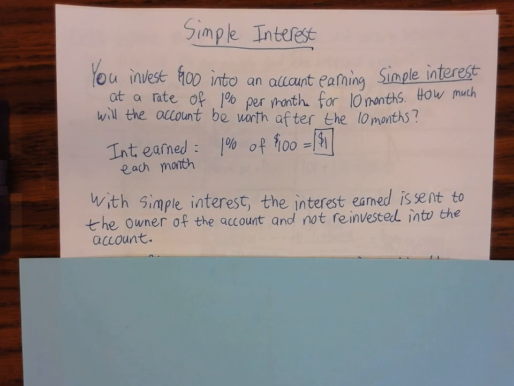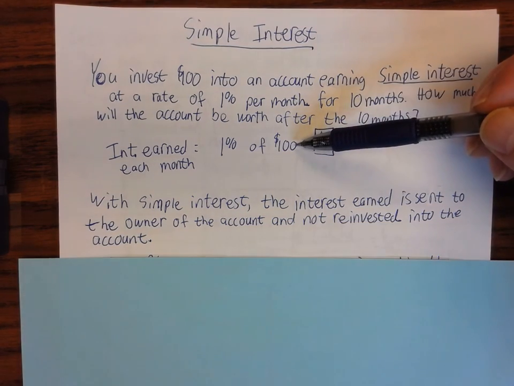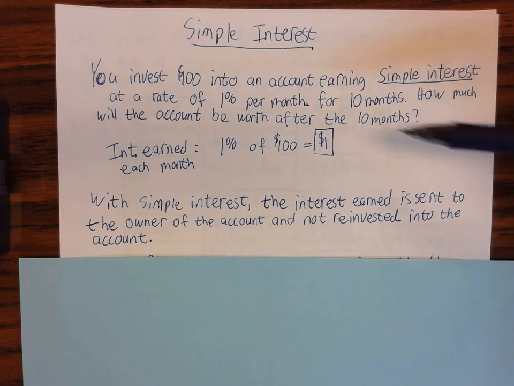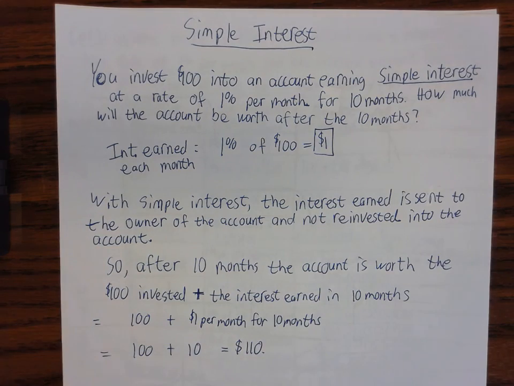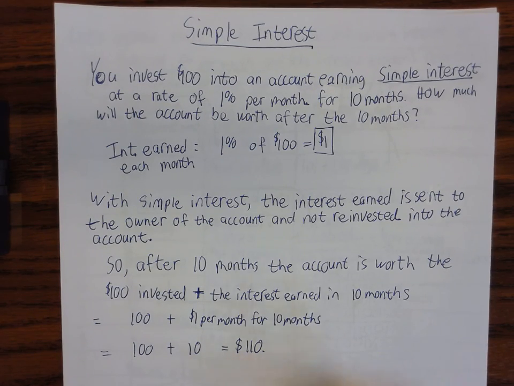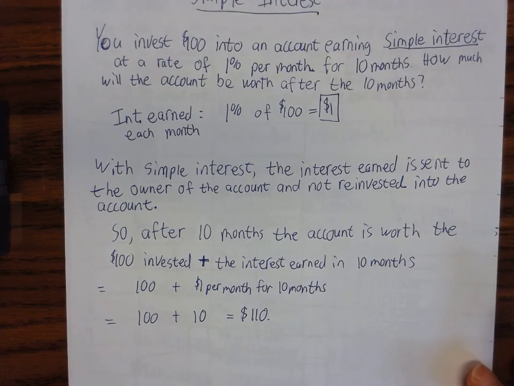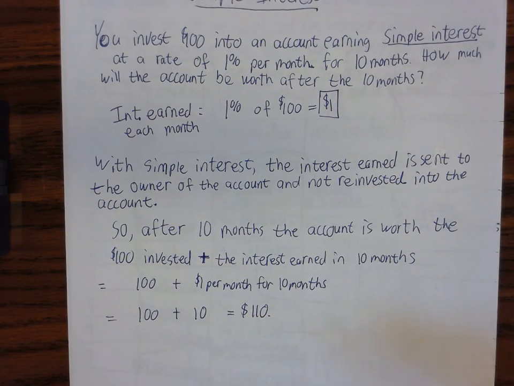Okay, the interest is sent to the owner and it's not reinvested in the account, meaning the principal of the account never does change. So every month you're going to earn 1% of $100. That's how simple interest works. So every month you're going to earn $1 in interest. So over a 10-month time, you will have earned $10 in interest. $1 for each month. So that makes the total value of the account after the 10-month period $110. Okay. So that is simple interest.